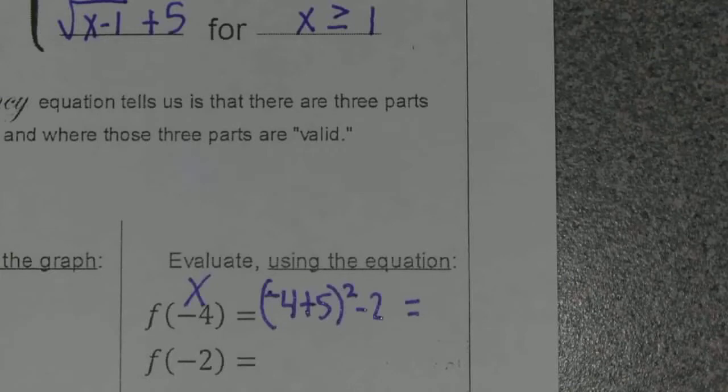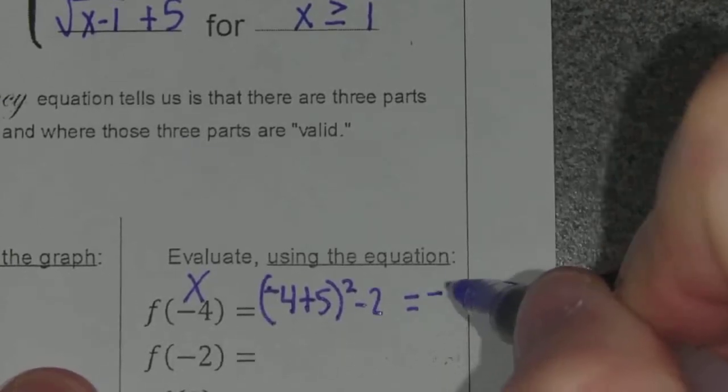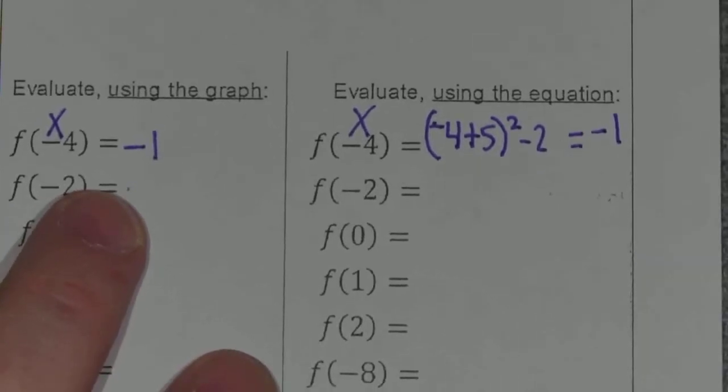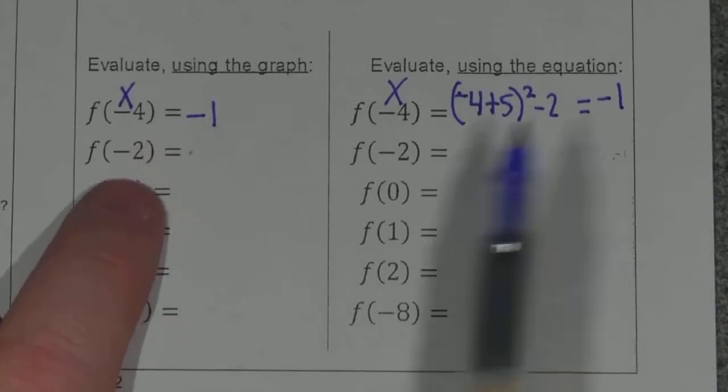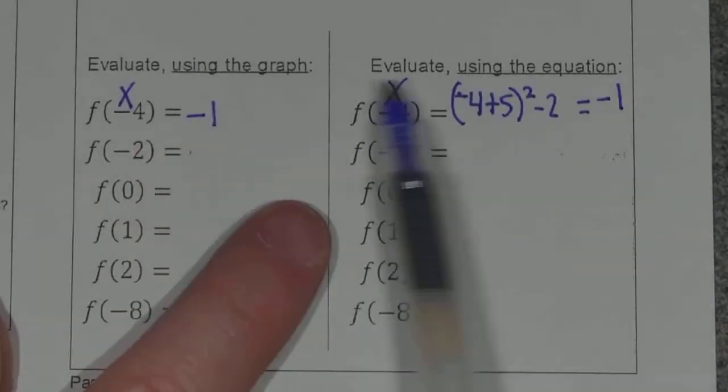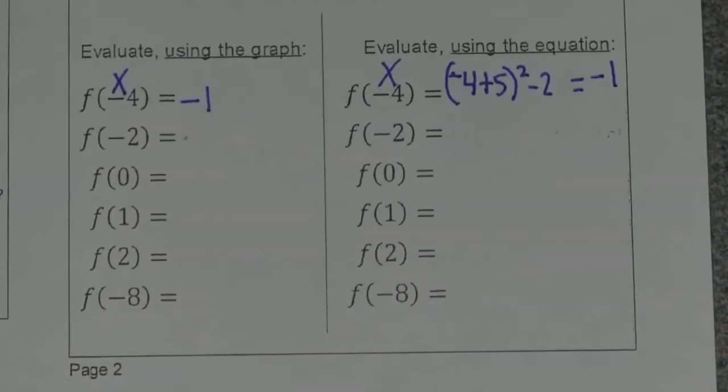It's what? It is -1. So my answer comes out to be -1, which is the same answer that I got when I used the graph. So you can evaluate them by looking at the graph, or you can evaluate them by using the algebra.